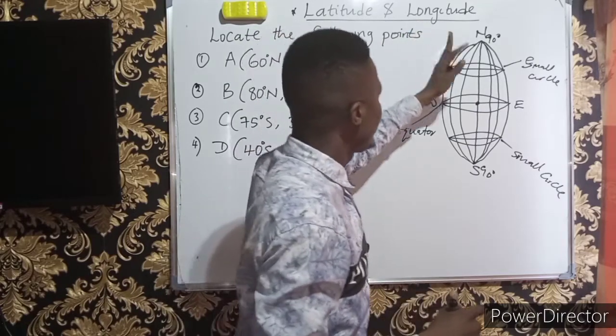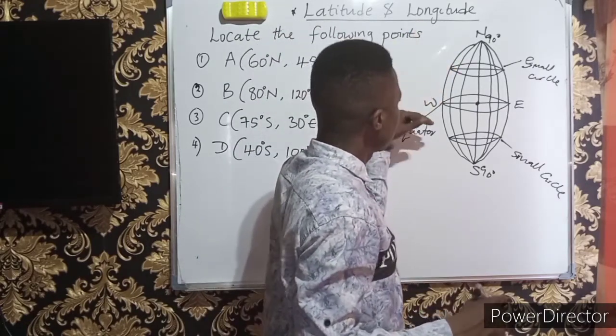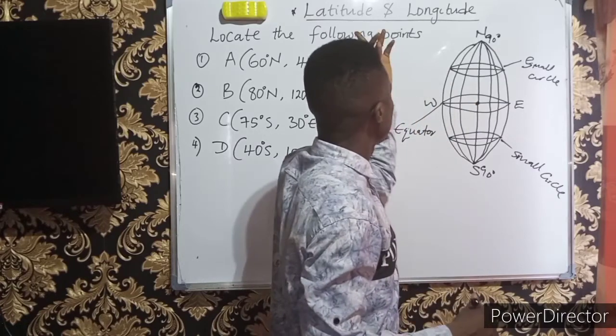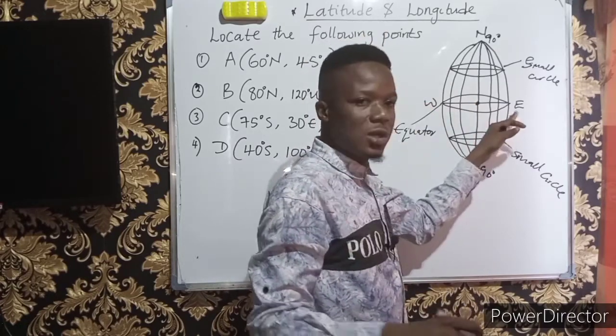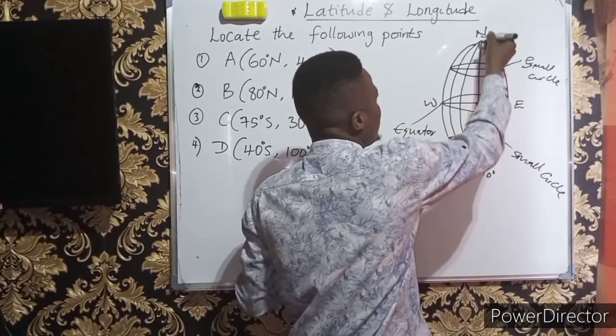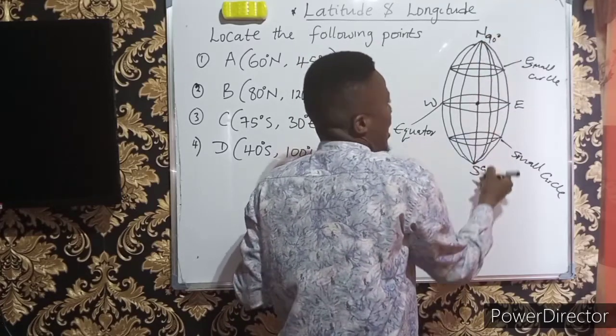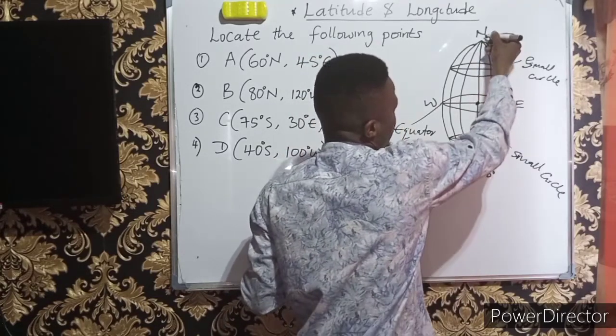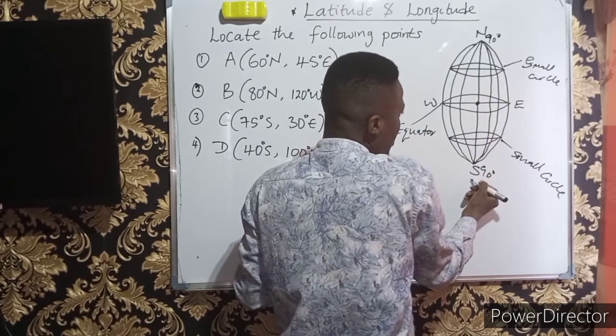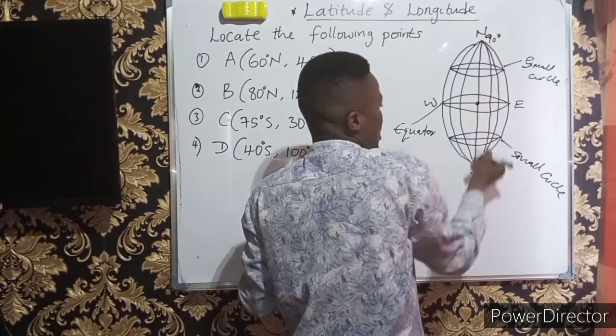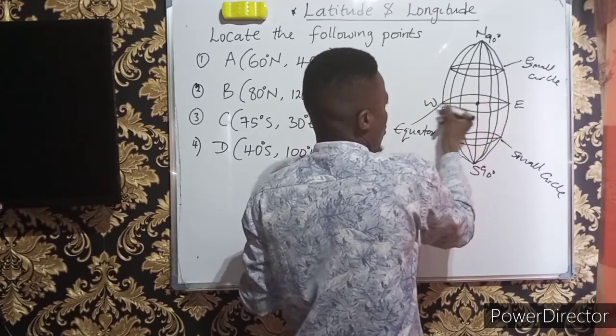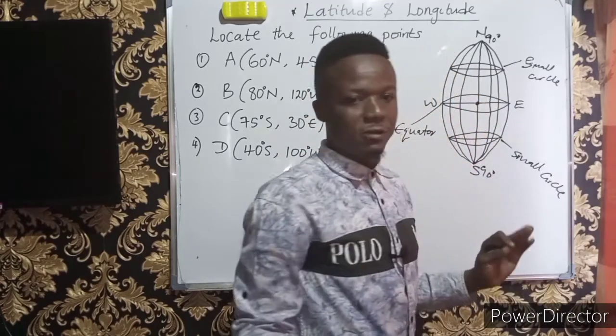longitude is the reverse of the latitude. The latitude runs from west to east, while the longitude will run from north to south. Okay, the longitude runs from north to south, and because they run from north to south, you measure them either west or east of the earth's surface.